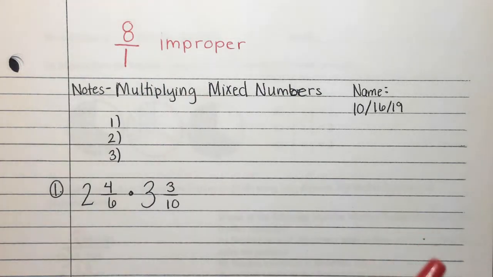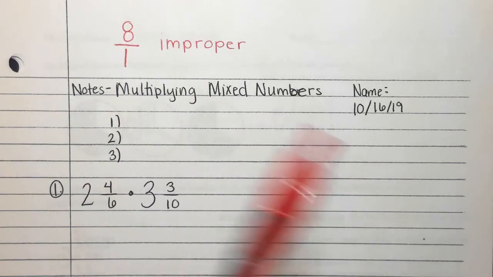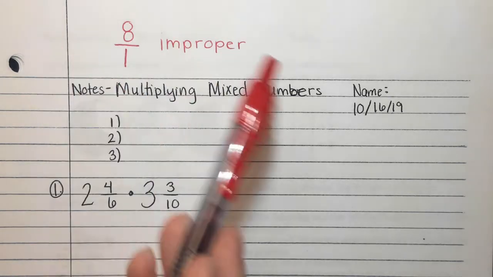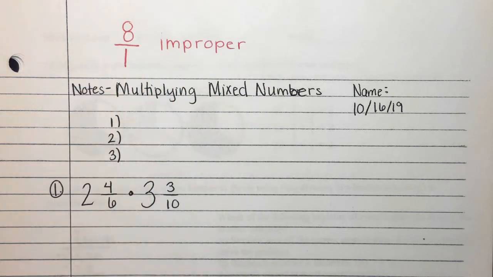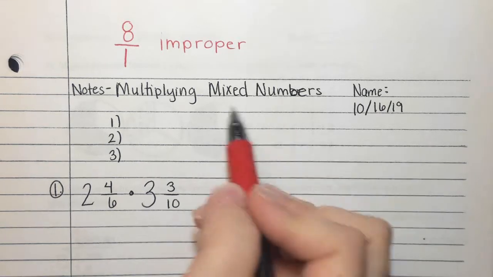All right, and the reason I needed to do this is because when I multiply, I multiply the top times the top and the bottom times the bottom, because we go straight across. So I needed a top and a bottom. Y'all good with that? All right, today we're going to talk about mixed numbers.